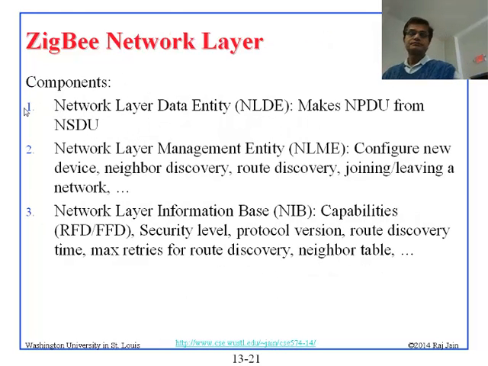Okay. Now, network layer has the same three things. It has a data entity, it has a management entity, and it has an information base. Information base is simply the MIB. And so, again, we don't need to discuss much. Management entity has commands. We will discuss some neighbor discovery, route discovery, etc. And the data entity simply makes the PDU out of SDU. Right? By now you know PDU, SDU. So it takes the fragments and puts some more headers on it and then sends it out.